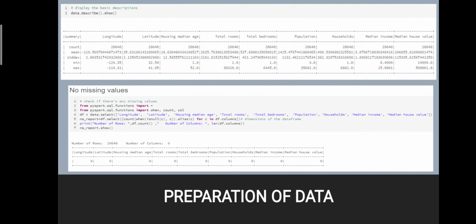Finally, we went to the next step, which is the preparation of the dataset. The first plot shows the basic information of the data, and luckily there's no missing value in our samples. All the variables have 20,640 samples.